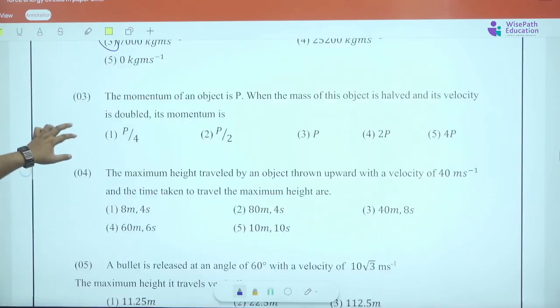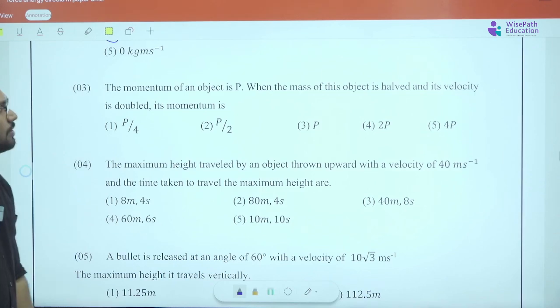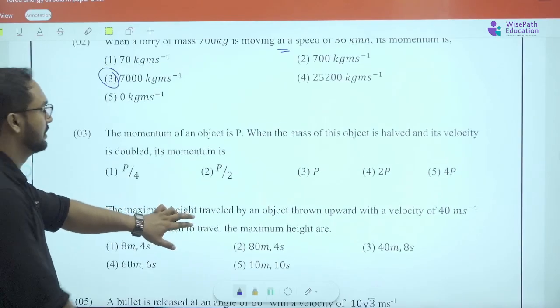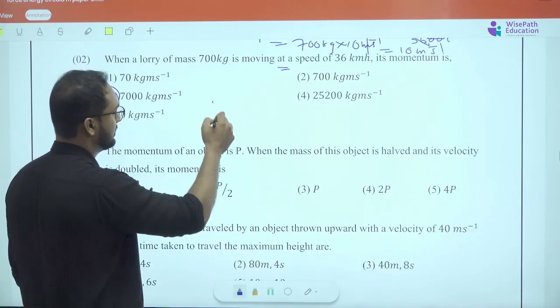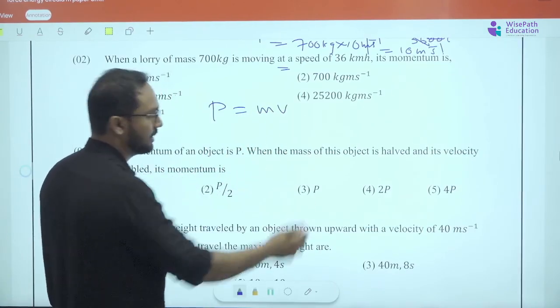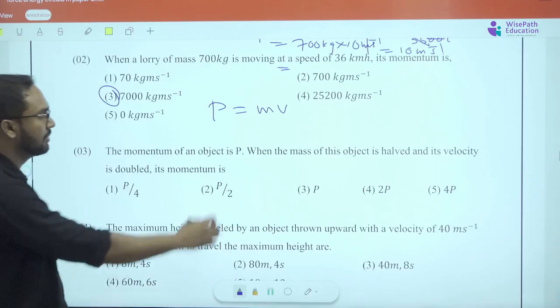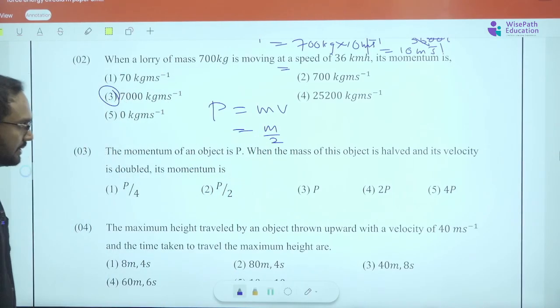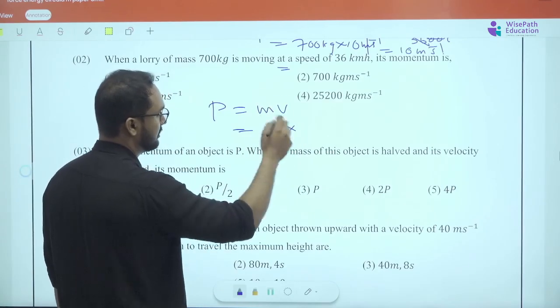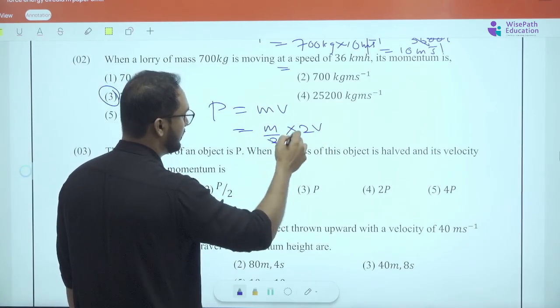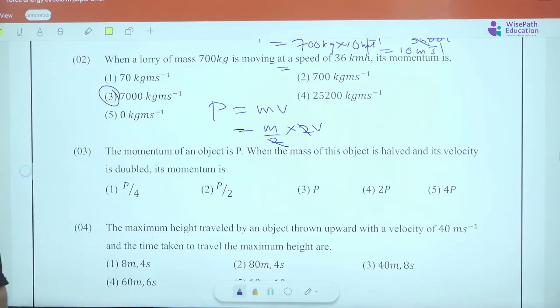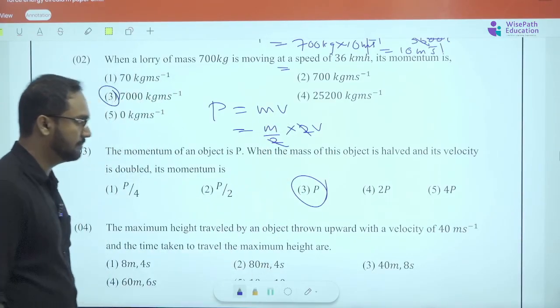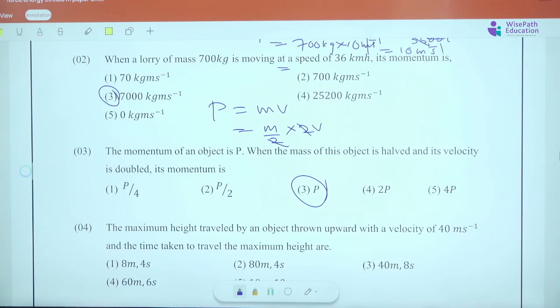Right, shall we go to the next question? The momentum of an object is P. When the mass of this object is halved and its velocity is doubled, its momentum is. So the momentum of the object, let's say P, is m into v, right? And let's say the mass is now half, so the half of the mass is m over 2. And the velocity is doubled. If the velocity was v, now it's 2v. What happens? So it's the same, right? Same momentum.